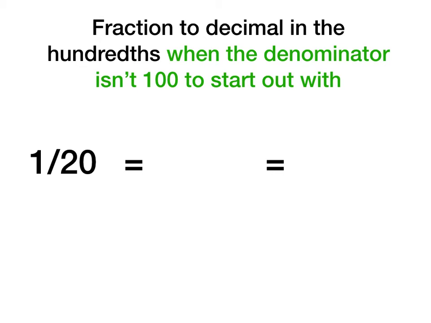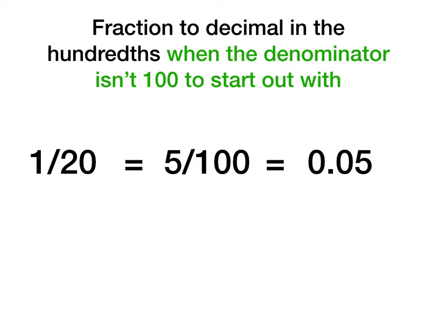Now, in order to find the numerator, remember that whatever you do to the bottom, which you multiplied by 5, you also have to do to the top, right? So if you took 20 times 5, you also need to take 1 times 5, which is 5, and that leaves us with 5 over 100, right? Now, you have 5 over 100, but you still haven't answered the question. The question is to take the fraction and turn it into a decimal. So if you have 5 of something over 100, what's the decimal of that? 0.05, or 5 hundredths.